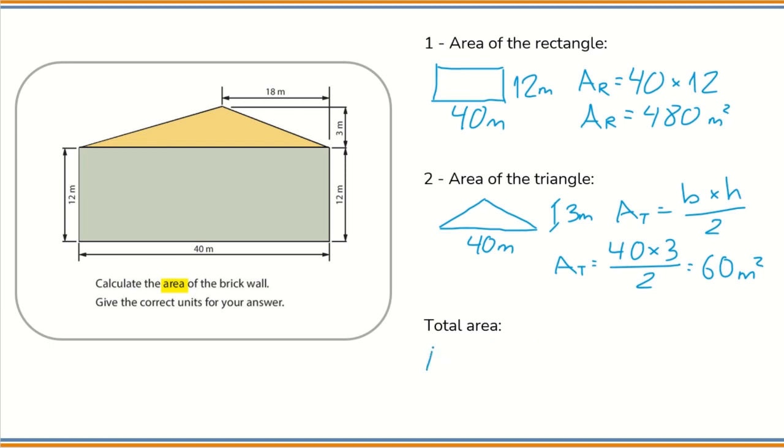Now, to calculate the total area, we need to add the area of the rectangle plus the area of the triangle. So we need to add 480 plus 60, and this is 540 meters square. And this is the answer. Make sure that you write the units because this is a requirement of the question.